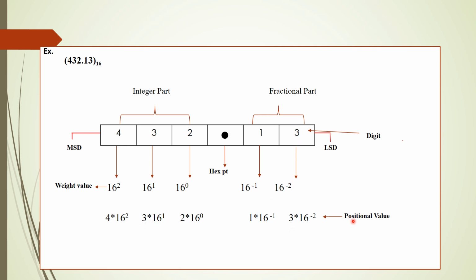And what is the positional value? The product of each and every digit into its weight value. See, 4 into 16 raised to 2, plus 3 into 16 raised to 1, plus 2 into 16 raised to 0, dot, 1 into 16 raised to minus 1 plus 3 into 16 raised to minus 2. This is the representation of the hexadecimal number system.